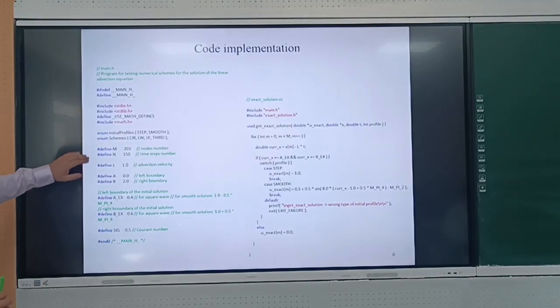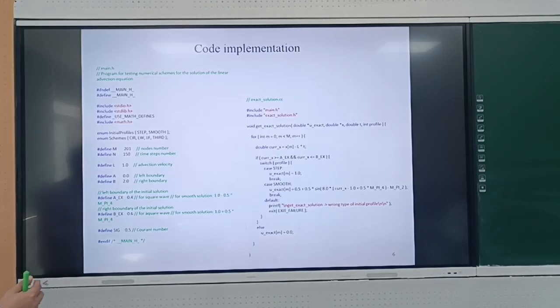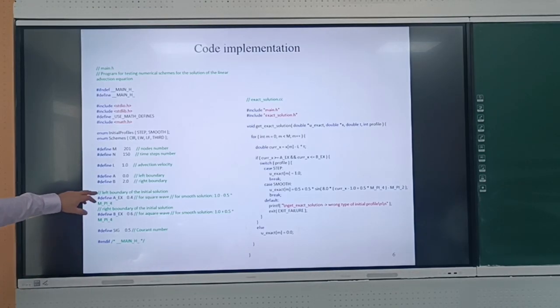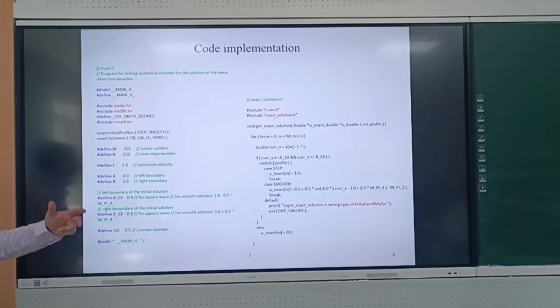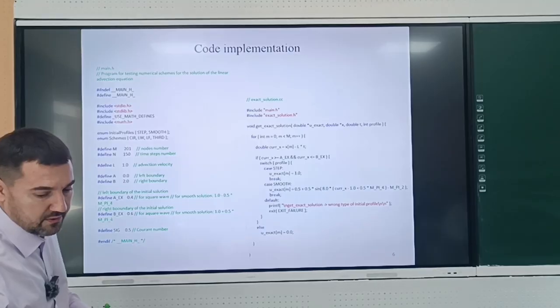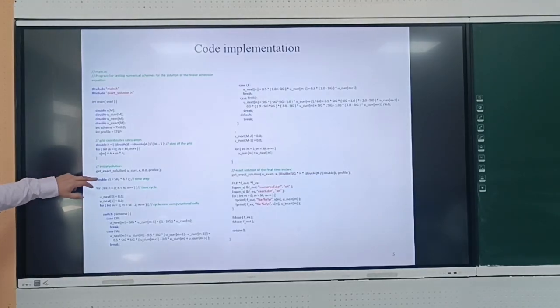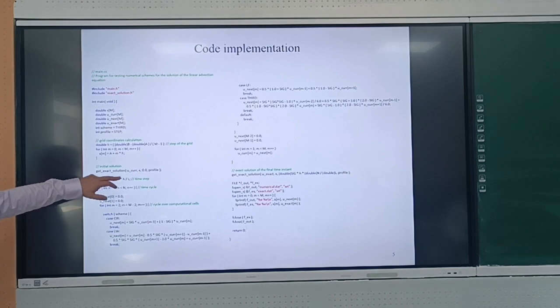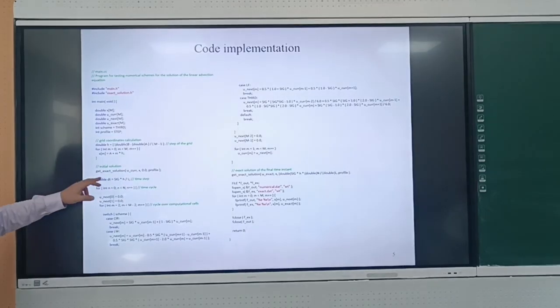So you should define the number of nodes, the number of time steps, define a problem. Lambda is the advection velocity, define your boundaries. So if, for example, we would like to solve our problem in the segment from 0 to 2, and define the boundaries of our square wave, and define the Courant number. Usually in these problems we fix the Courant number, and if we fix the Courant number, it means that we know the time step. So dt is sigma h over lambda.